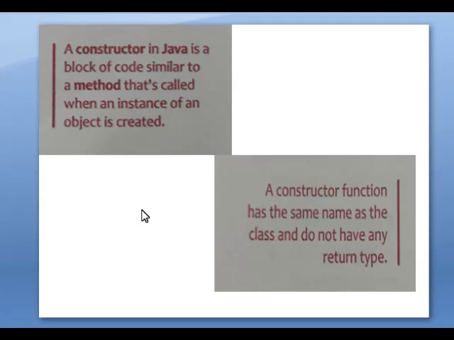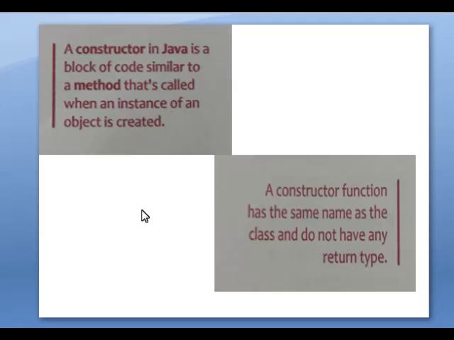So, first of all, we are going to see what is called a constructor. A constructor in Java is a block of code similar to a method that's called when an instance of an object is created. So this constructor is similar to functions. In the previous chapter we studied about functions. The same we are going to follow in constructors.